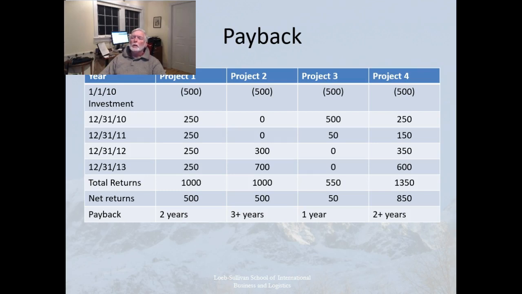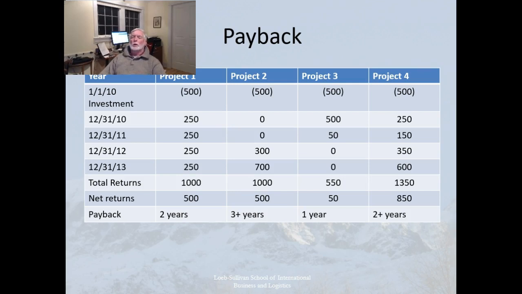Project 3 returns $500 in year 1 and then $50 in year 2, and that's it. And Project 4 returns $250 year 1, $150, $350, and $600, a total of $1,350. So my net return on these 4 projects, I'm going to return $500 on project 1 net, same thing on project 2, $50 on project 3, and $850 on project 4 over the 4-year period.